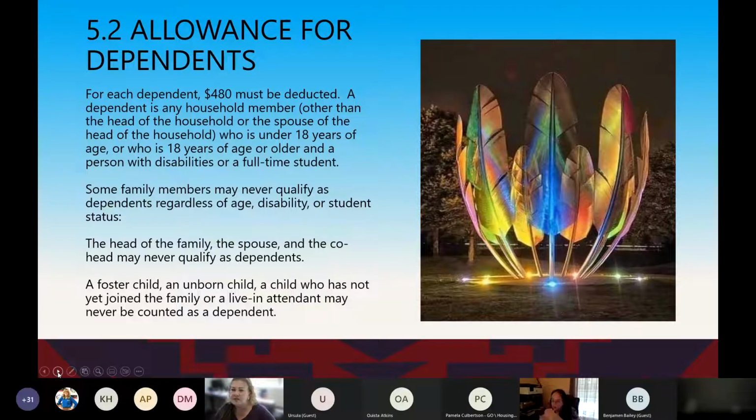So remember, those are the three positions you always have to look at. Are we talking about one of these three people? Spouse, co-head, the head of the family, the spouse, or the co-head. And that's what they refer to them as, a co-head. A foster child, an unborn child, a child who has not yet joined the family, or a live-in attendant may never be counted as a dependent. Now that's the one that surprises a lot of people, that you cannot give that dependent deduction to a foster child.